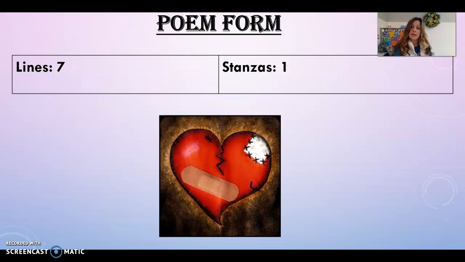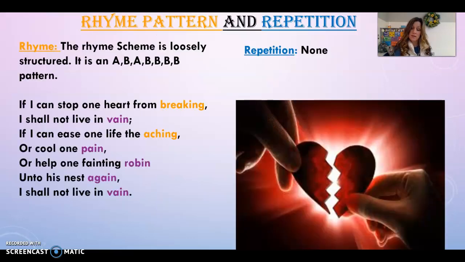Okay, so 7 lines, 1 stanza. This is a shorter poem, right? The rhyme scheme, I put the whole poem here and then I highlighted the rhyme scheme and I actually gave it letters, right? Breaking and aching, vain, pain, robin, again, and vain. These are near rhymes and you can include those, okay? Pictures, there's no repetition here, okay?